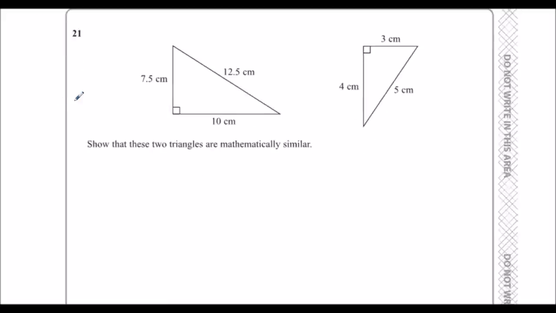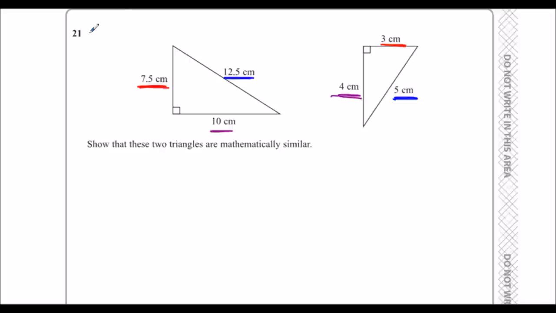Okay, question 21. Show that these two triangles are mathematically similar. So if they're similar, one is an enlargement of the other one. So that would mean that they've got the same scale factor, the same thing you times by for each of the lengths. So which side goes with which side? So the hypotenuse goes with the hypotenuse, and the shortest side goes with the shortest side, so 3 and 7.5, and the two other sides are 10 and 4.